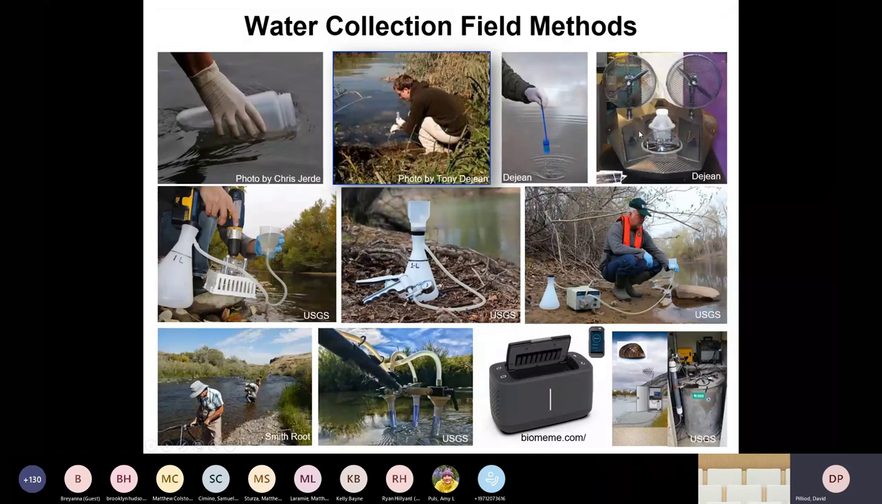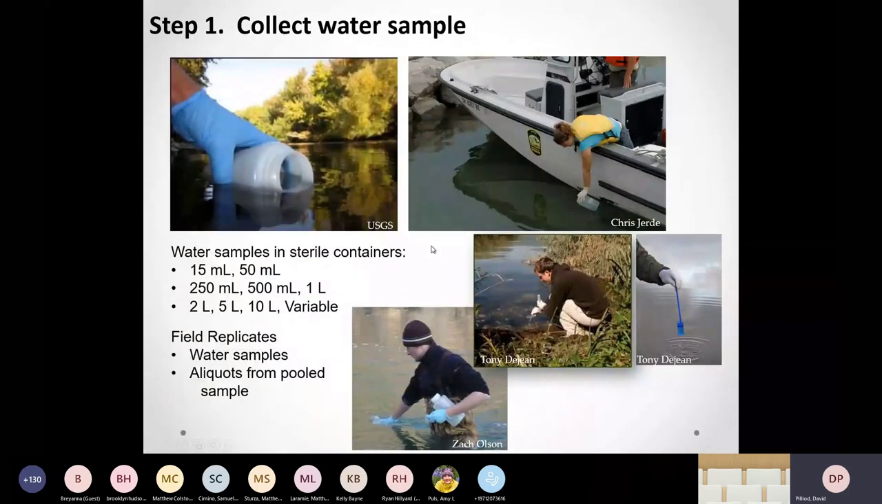This top right one is an interesting one, which we're seeing a little bit more of. And this is robotics that can be used where you basically are steering a machine out into the environment, so you're not disturbing the substrate, and then collect the water sample from wherever you want using some type of robotic machine to get out there.